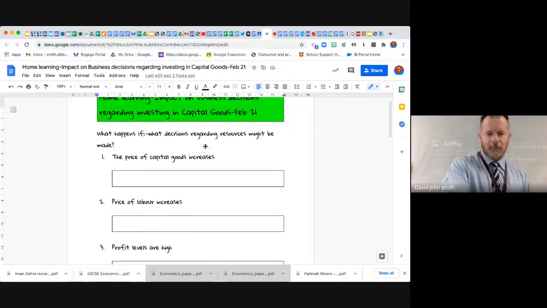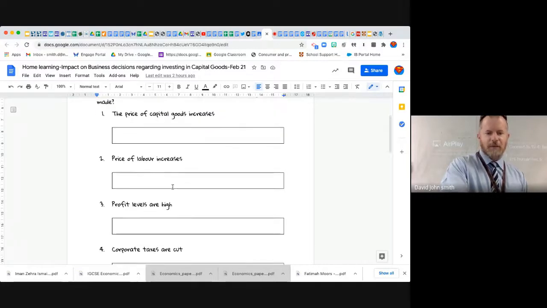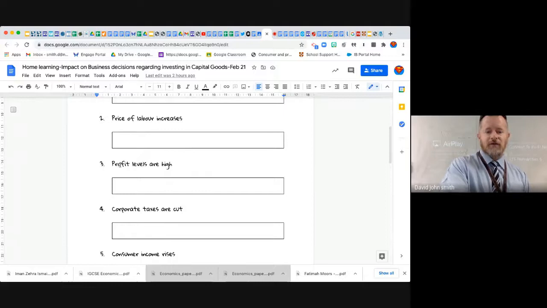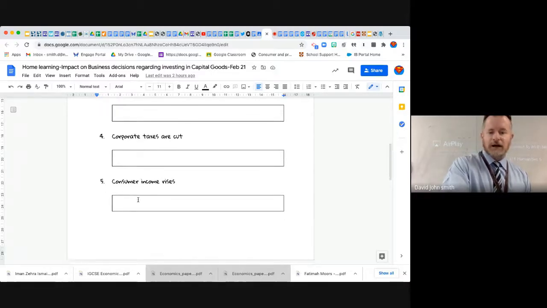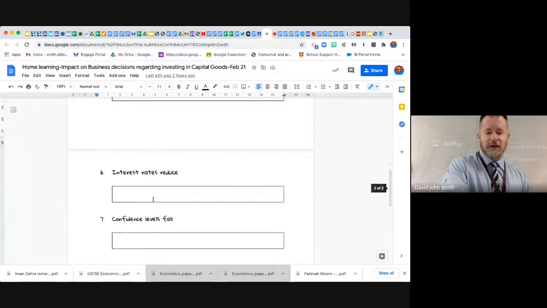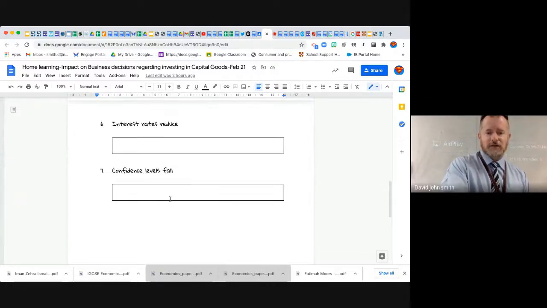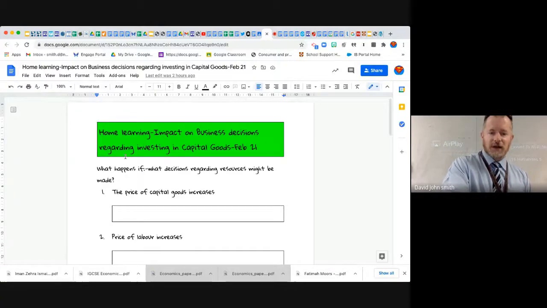So if the price of capital goods increases, what do you think should happen? If the price of labor increases, what do you think should happen? If profit levels are high, what do you think should happen? Corporate taxes are cut, reduced, decreased. What do you think should happen? If consumer income rises, interest rates reduce, confidence levels fall. What do you think is going to happen with regards to businesses and their decision about investing in capital goods?